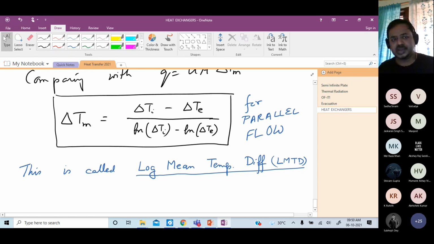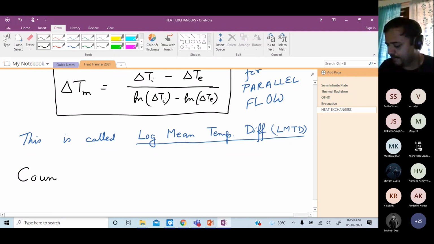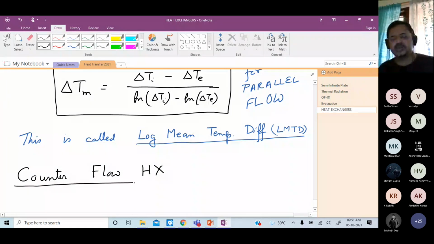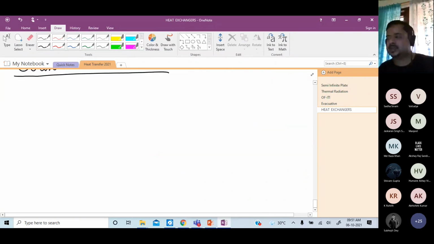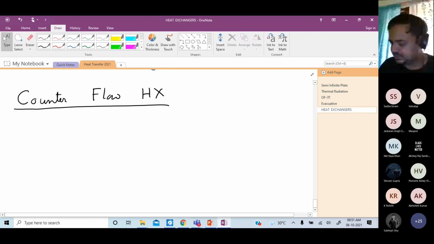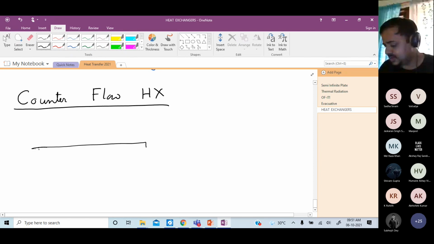Okay. Second one is counterflow heat exchanger. So this one I'm not going to derive in that much detail. Let us draw it and understand what it is. I'll draw exactly the same thing again. Same configuration, that is.